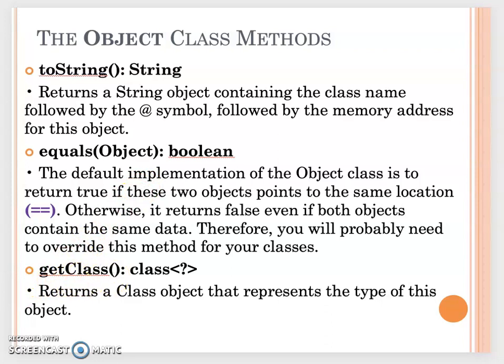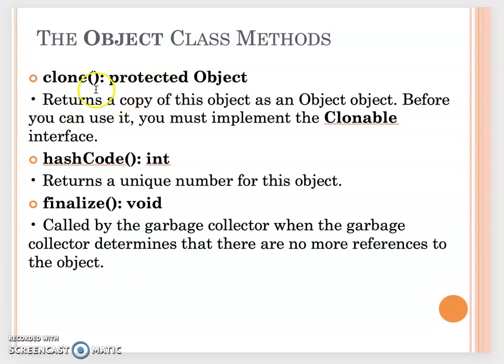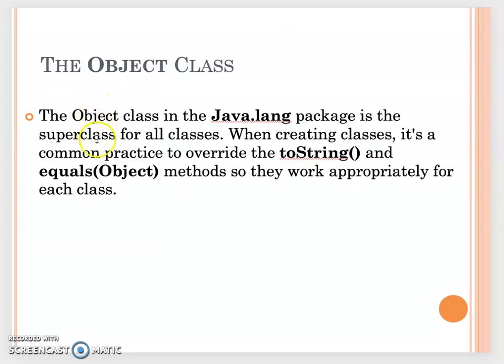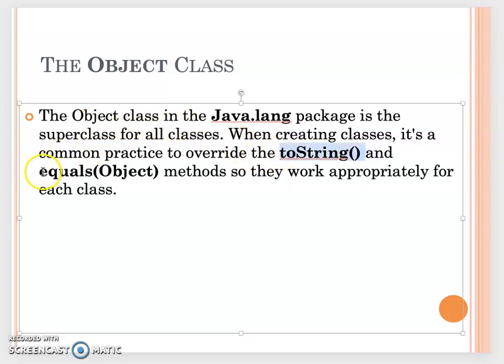Other than that, we have getClass. We have clone, which we will talk about next week. Then we have hashCode, which we will talk about in chapter 22 when we talk about data structures. But the most important thing for this week is that you just need to know the toString method and the equals method. In the Object class, we have the toString method and equals method by default. You should practice how to override the toString method and the equals method in a class, so they can work appropriately for each class.